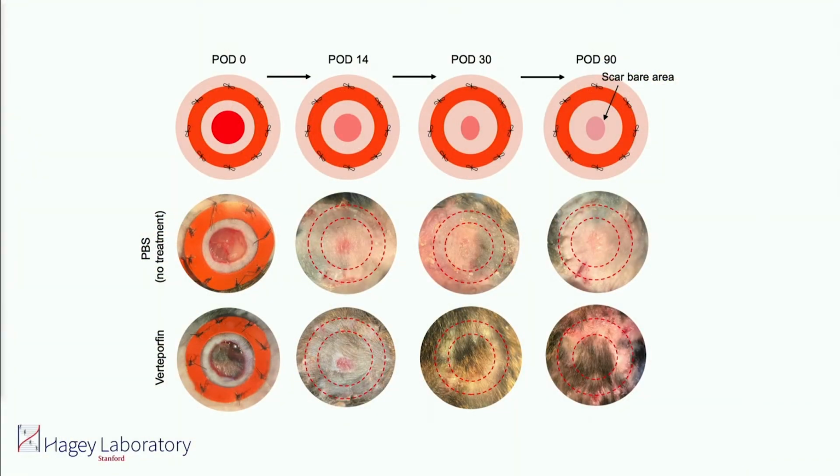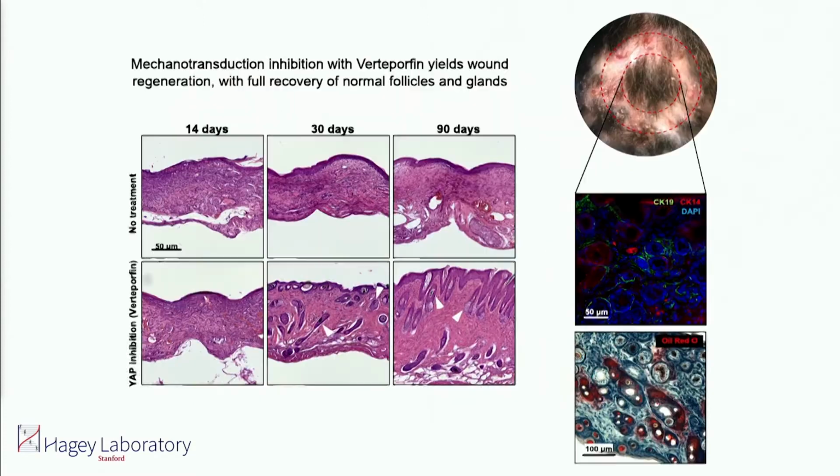Here you see, rather than an incisional model, this is an excisional model. So we produce a circular incision and then stent it open. And as you can see, in dramatic contrast in the middle row to our PBS saline control, where we end up with a scar bare area, we're really surprised to see that verteporfin-treated wounds were sprouting thick tufts of hair by post-op day 30, as you see in the bottom middle. And by 90 days, the wound area was grossly indistinguishable from unwounded skin, suggesting that we had achieved wound regeneration.